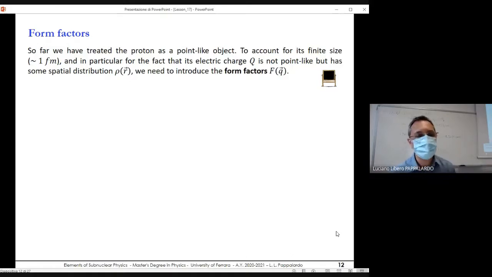Okay, we still have one level of approximation. That is, we are still considering the proton as a point-like object. So it has some spin, it has some anomalous magnetic moment, but up to now, it is still a point-like object. Now we want to remove this additional approximation, because we know that the proton is an extended object, as well as the neutron. And so we want to take into account essentially the non-point-like distribution of its electric charge and its magnetic moment. And this is done in terms of the form factors that we will now derive.